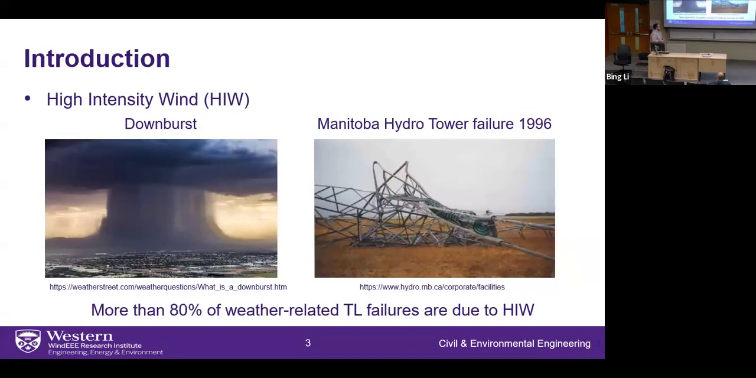For the introduction, the downburst is one of the wind events that is identified as a high intensity wind event. It is defined as a jet of air that impinges on the ground suddenly, then moves horizontally everywhere, creating vortices. In the literature, the majority of weather-related transmission line failures are due to high intensity wind events.